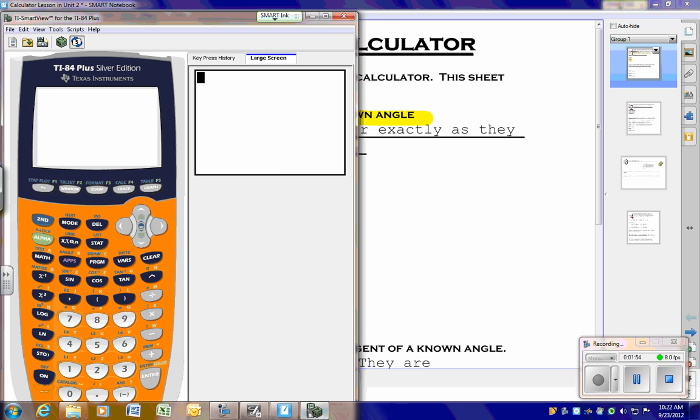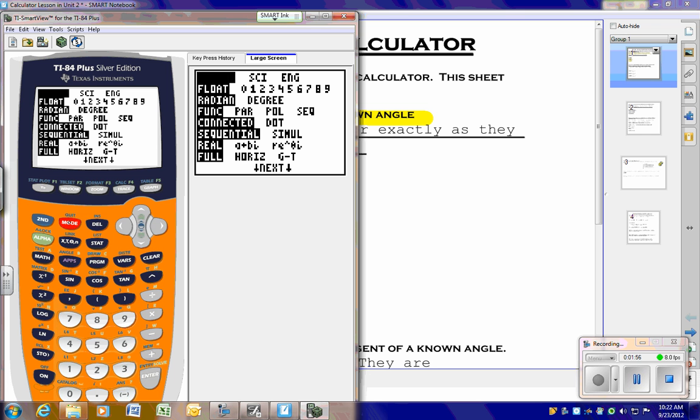You're going to select mode, and you're going to go down to degree. Now if it already is on degree, then great, you're all set. But I would always check this first to make sure that you're in the right setting. Otherwise, your answers will be wrong, and you will not even necessarily recognize it.